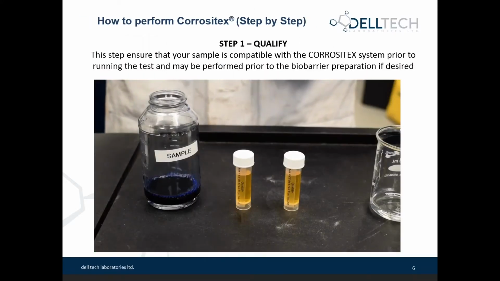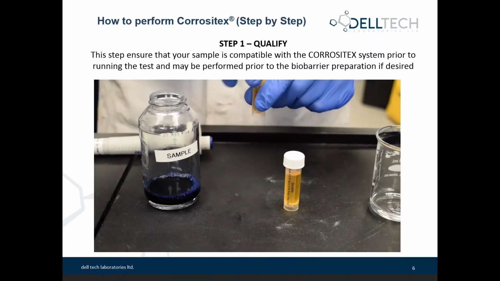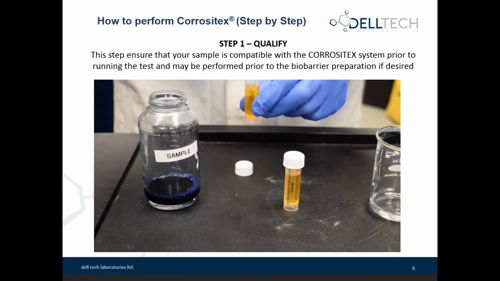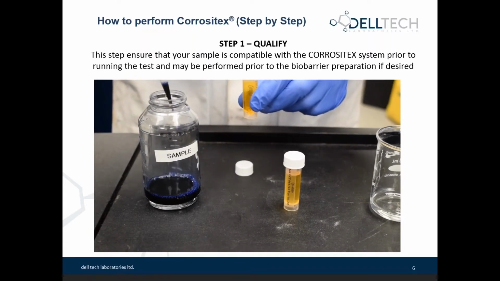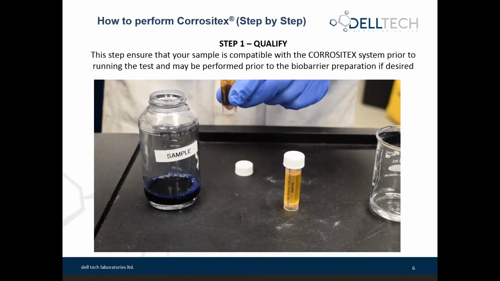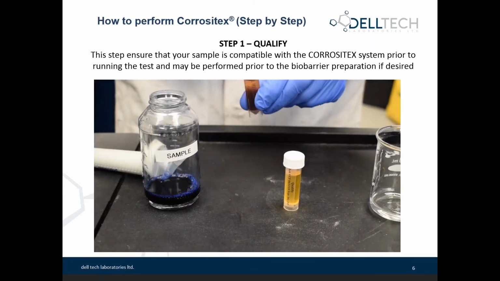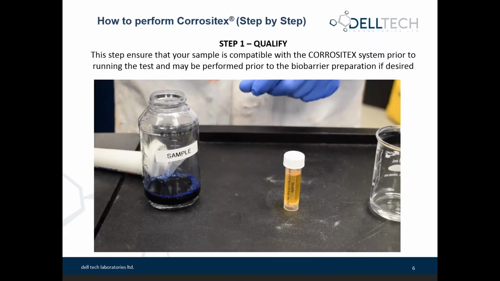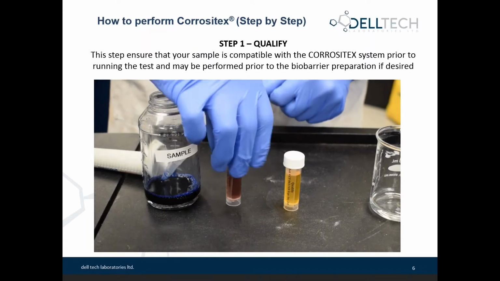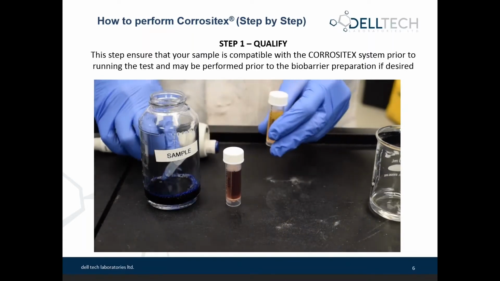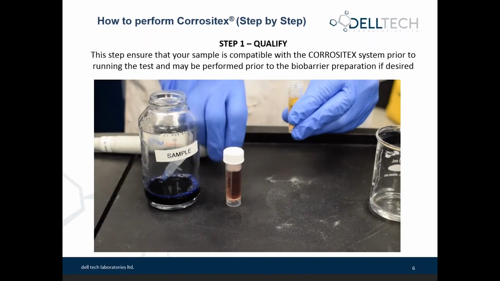The first step is qualification, and you'll notice we're using a very highly colored sample here, and that's a request from one of the people on the webinar today. They had concerns about that. You'll pipette 150 microliters, or 100 milligrams of a solid, into the sample tube, and you're looking for a color change. You'll see that that has turned a deep pink. So that's a positive qualification, and you could use Corrositex for your test.